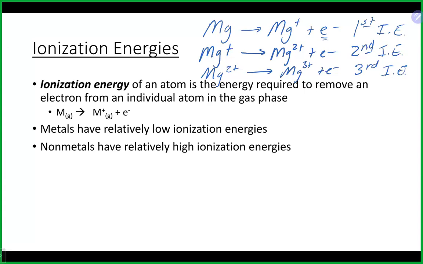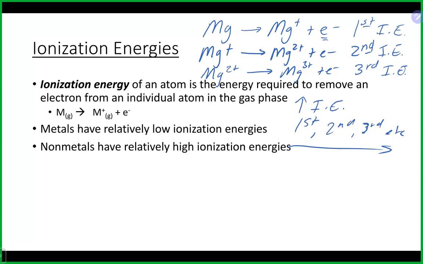So the general trend as you go from first ionization energy to second to third to fourth, or however many you have, is that the ionization energy increases as you go from first to second to third, etc. Now, metals typically have very low ionization energies. Non-metals have relatively high ionization energies.